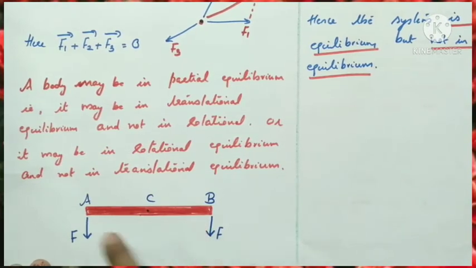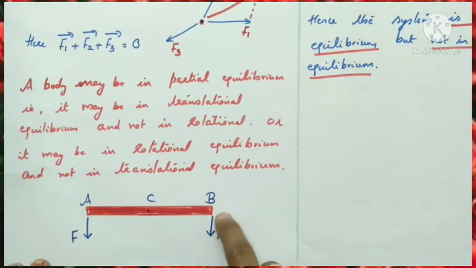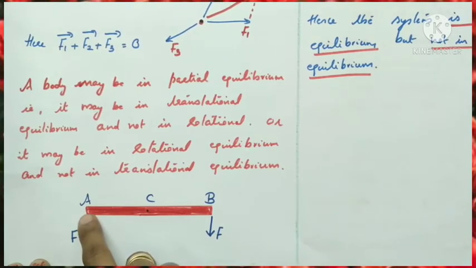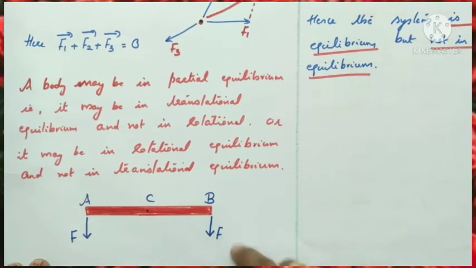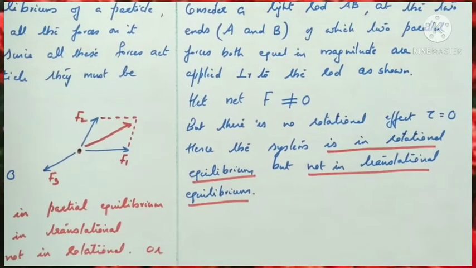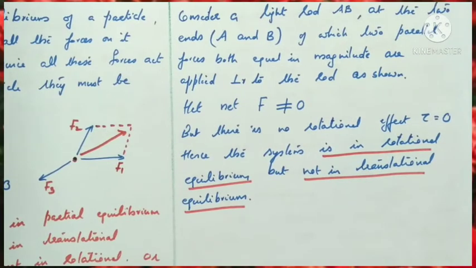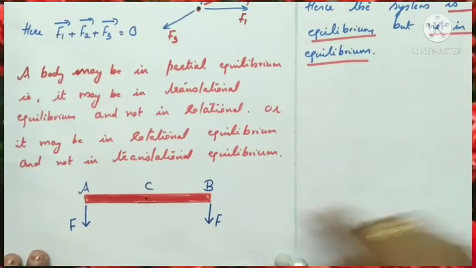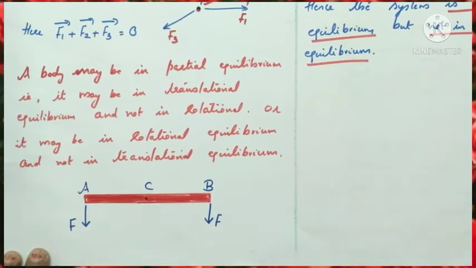So this is a rigid rod. AB is a light rigid rod, and equal forces are acting at both the ends perpendicular to the rod. At the end B, a force F is acting in the downward direction. At the end A, another force is acting in the downward direction. Both the forces are in the downward direction and have the same magnitude. So consider a light rod AB, at the two ends A and B of which two parallel forces, both equal in magnitude, are applied perpendicular to the rod.